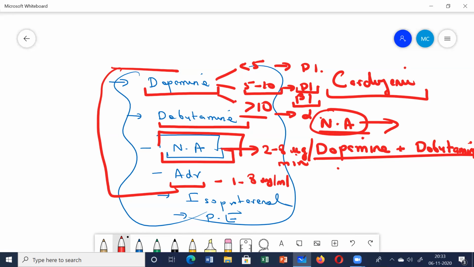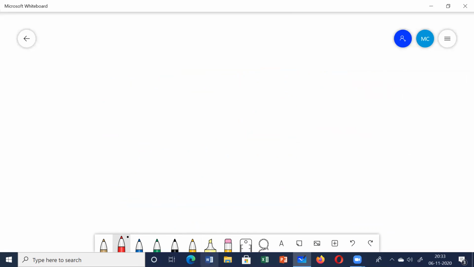And vasopressin, you all know about vasopressin. These are the main drugs which are used. Let me tell you a little bit about vasopressin also. Vasopressin is a hormone synthesized in the hypothalamus and stored in the pituitary gland. It is released whenever there is decreased blood volume or increased plasma osmolarity. It acts on the V1 receptors and directly constricts the vascular smooth muscles, so it can increase the blood pressure.